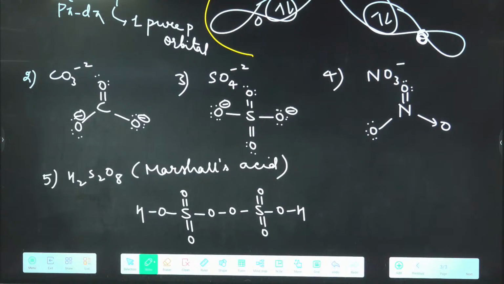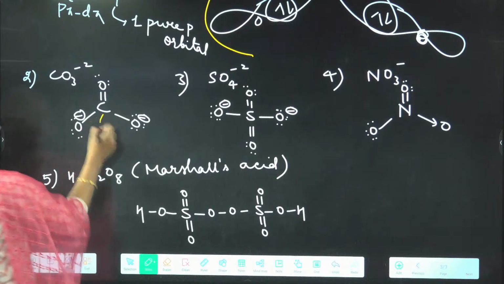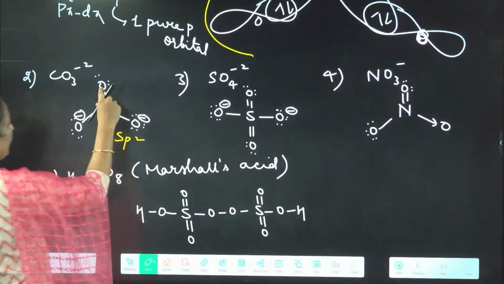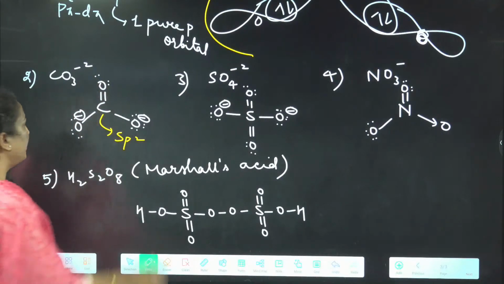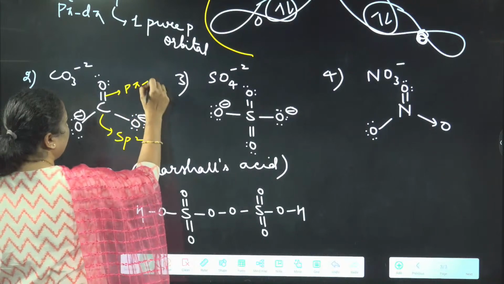Yes, are we done? Can I discuss it? You just have to count. First, find out the hybridization of the central atom, then you can identify. In this case, hybridization is sp2, and moreover, these two are what? Second period elements only, so there is no other scope. P pi bond only.